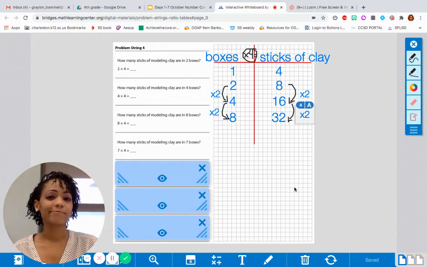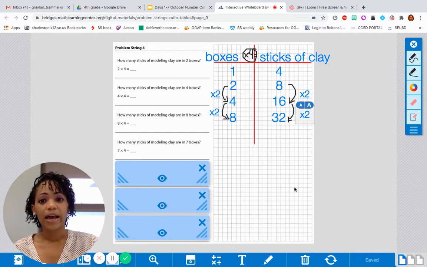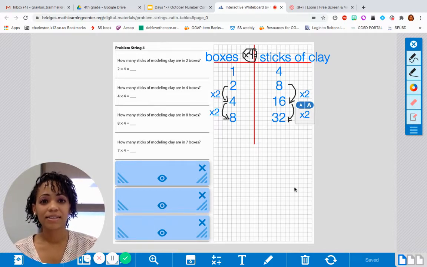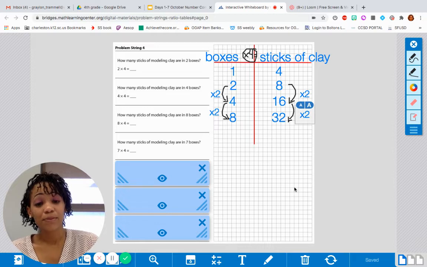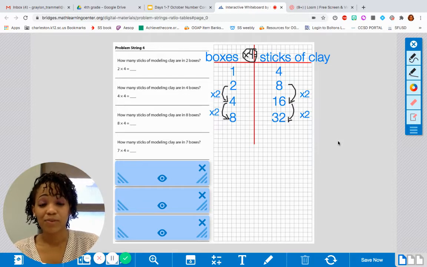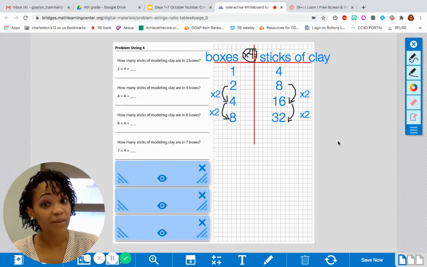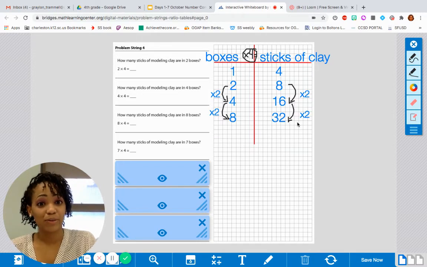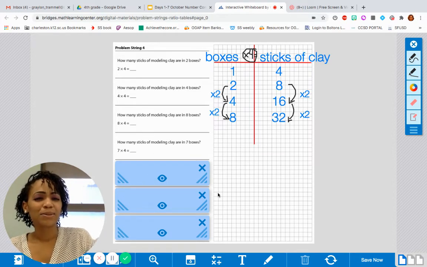Now I want to know, how many sticks of modeling clay are in 7 boxes? That's 7 times 4 because we know there are 4 sticks in each box. So I want you to think through how you may use your knowledge of what we've done here to help you figure out 7 times 4. Now, if you know 7 times 4, that's great, but that's not the question. The question is, what strategy can we use, knowing what we know here, to solve 7 times 4? So take a second and think about it.